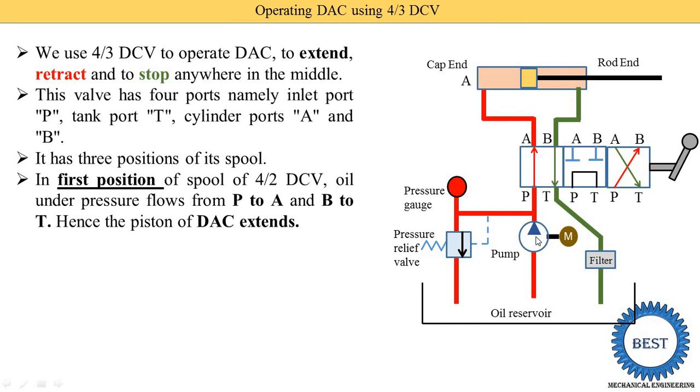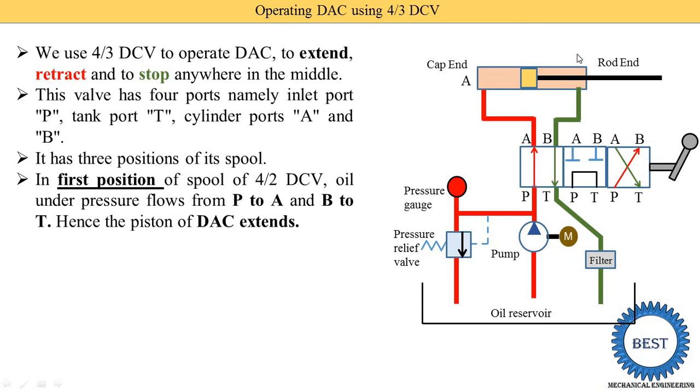Here you see pressurized oil comes from the pump, enters the P port and is supplied to the A port. Okay, so pressurized oil is supplied to the cap end side of the cylinder. Then this oil applies force on the piston, so the piston starts to move from left to right. It is called extend. That's why here it is written the piston of the double acting cylinder is extended.